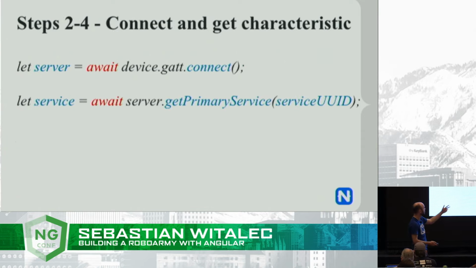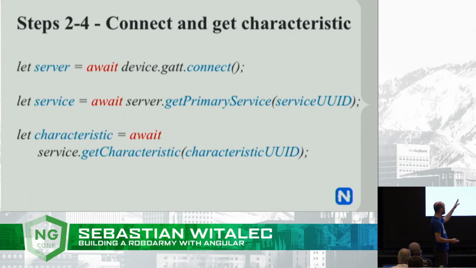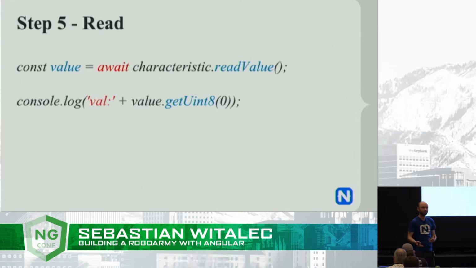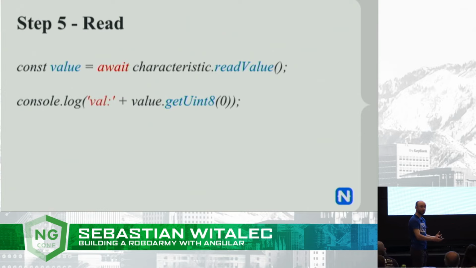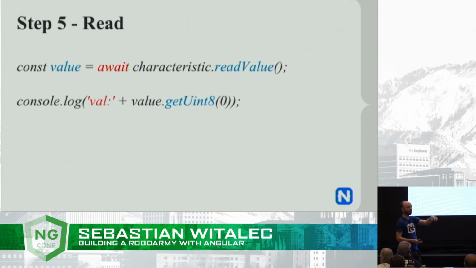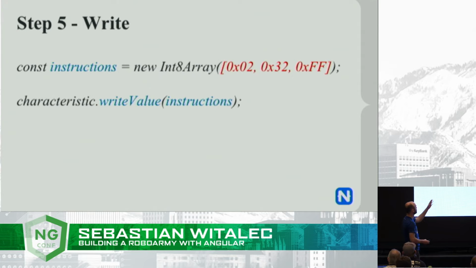And once we have a device, we can connect to it, and that will give us a server. Using the server, we can then get all the primary services and the characteristics from those services. And once we have the characteristics, we can start talking to the robot, okay? So if you want to get a value from a robot, let's say you want to check its battery levels, you could just use the battery characteristic, read value, and then you parse it, and that's how you get a value out of it. If you want to send an instruction to the robot, you construct an int array which contains all the pieces of information that the robot needs, and then you just call characteristic write value, okay?